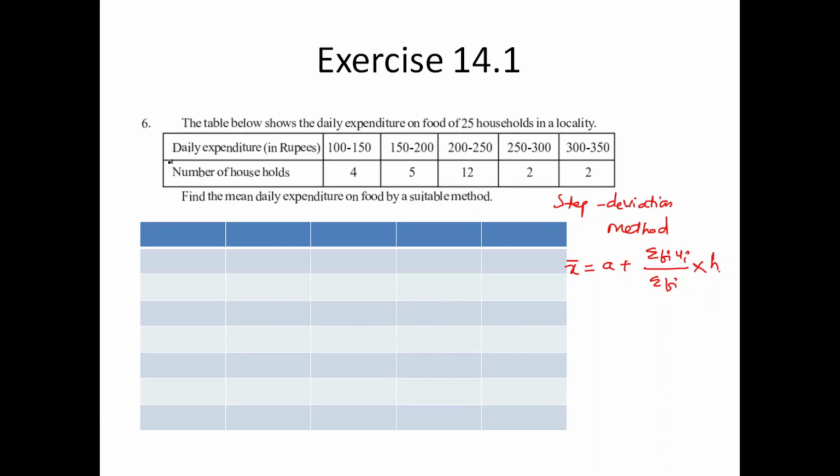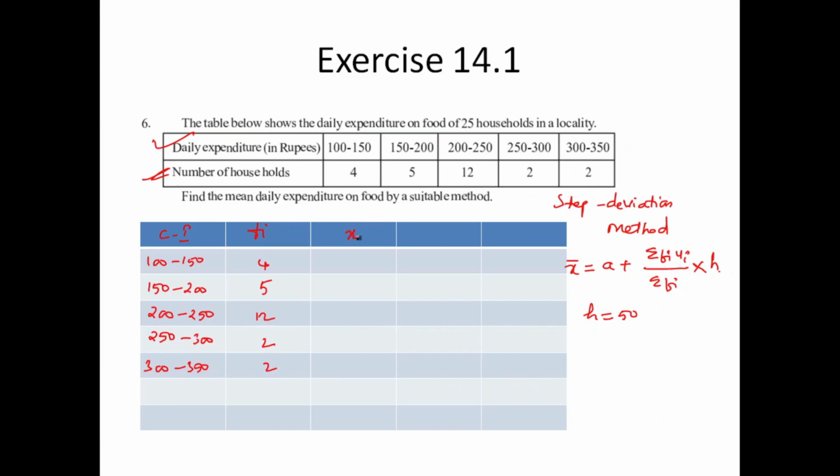Okay, so let us look over the data. Daily expenditure is your class interval. The class intervals are taken as 100 to 150, 150 to 200, 200 to 250, 250 to 300, and 300 to 350, and the value of h is how much? Hope I'm clear. And the number of households is your f of i. So f of i is the number of households: 4, 5, 12, 2, and again 2.